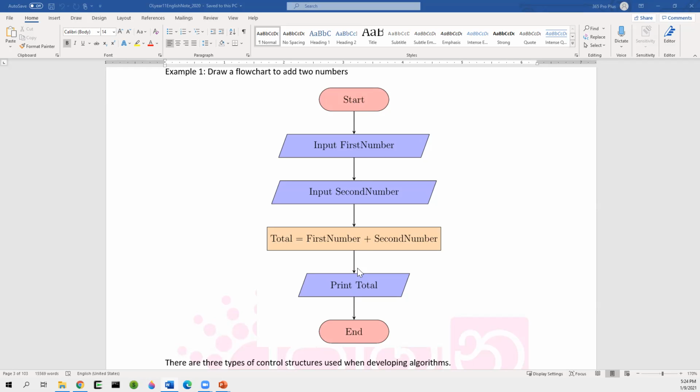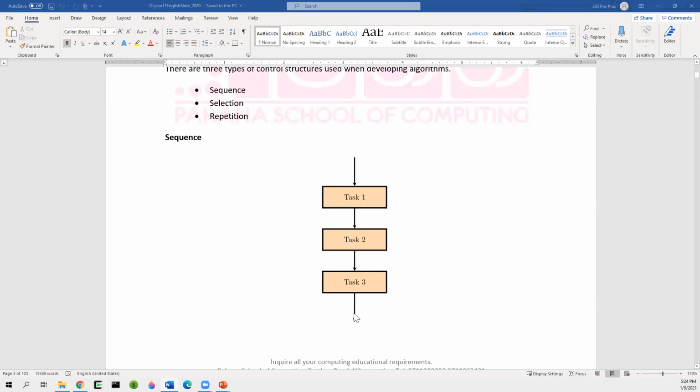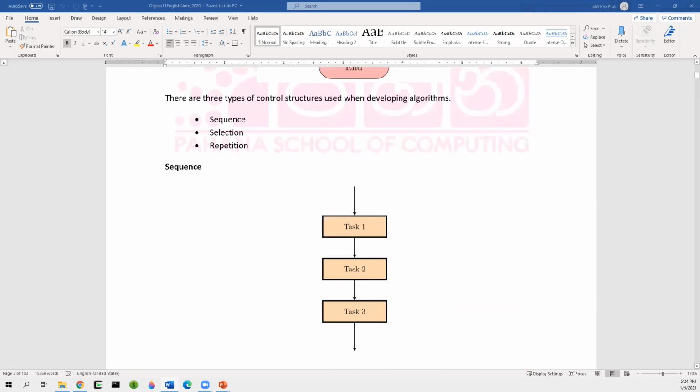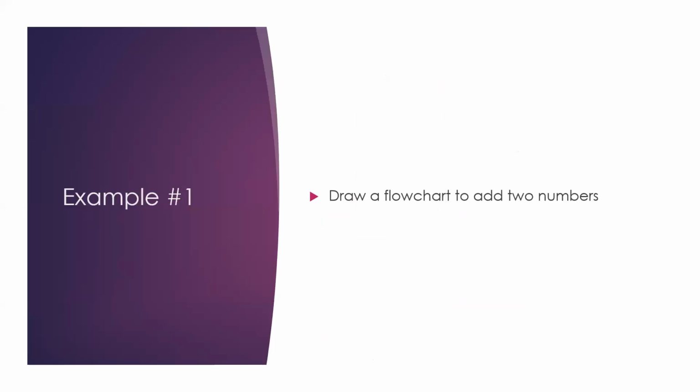This is what we call the flow chart for adding 2 numbers. If you look carefully, this is called a sequence because you execute all the instructions from top to bottom. You first start, then you get the first number, then the second number, then perform the total addition, and then you print out the total, and this is the end. So you have a sequence when executing. Right. So today we are going to look at more examples.